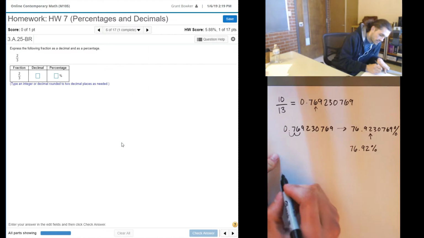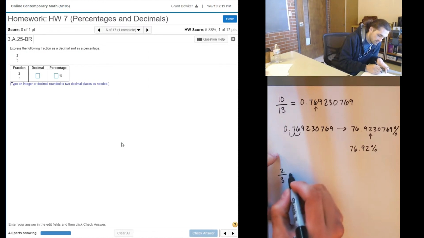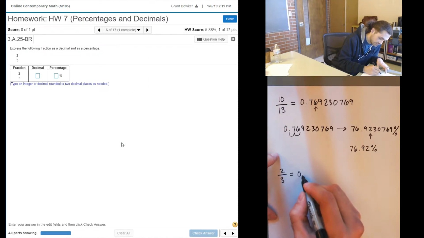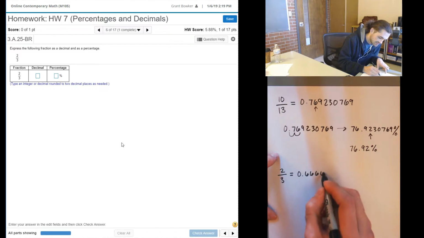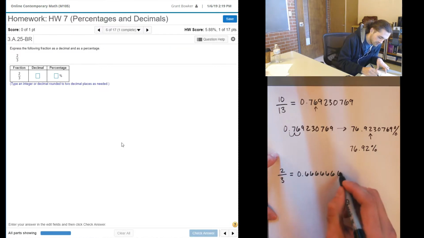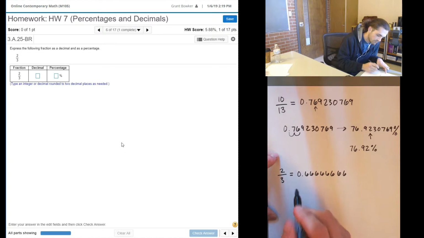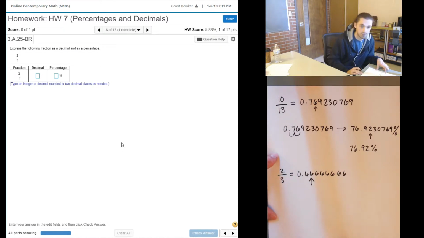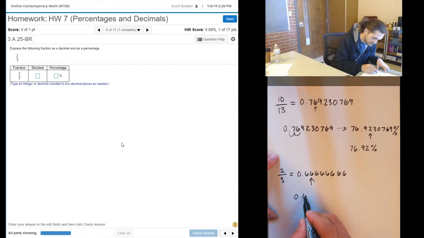Let's do one more for practice. 2 over 3 is 0.66666, repeating forever and ever and ever. So the decimal rounded to 2 decimal places. 6 is enough to round up, so the decimal we'll enter is 0.67.